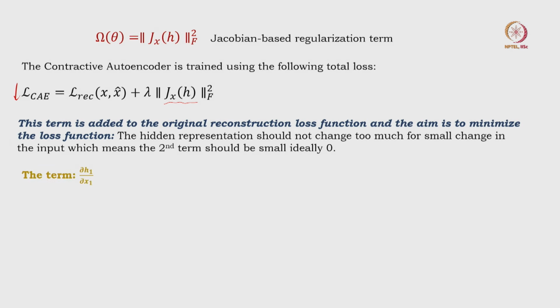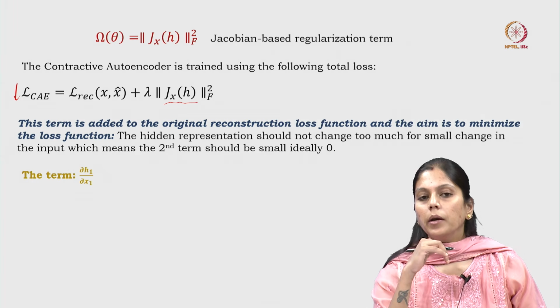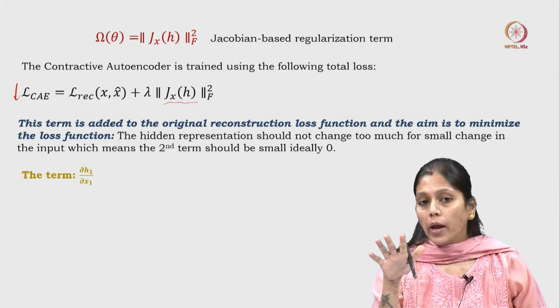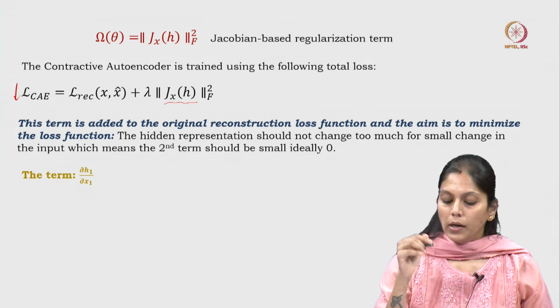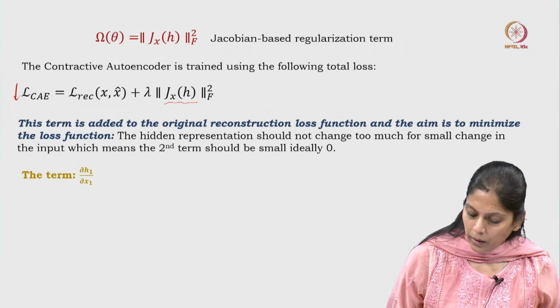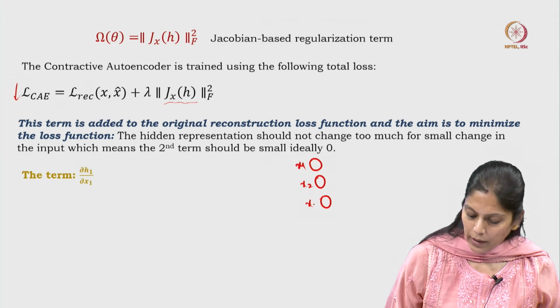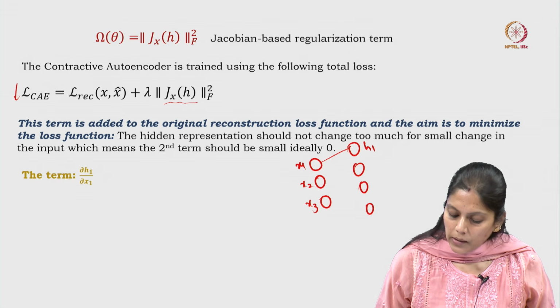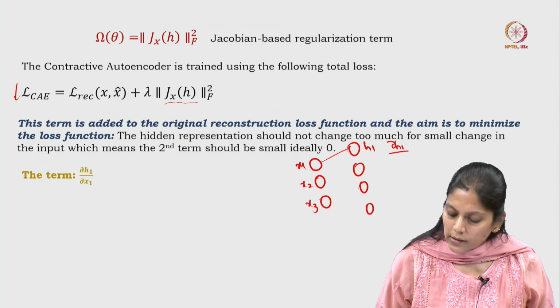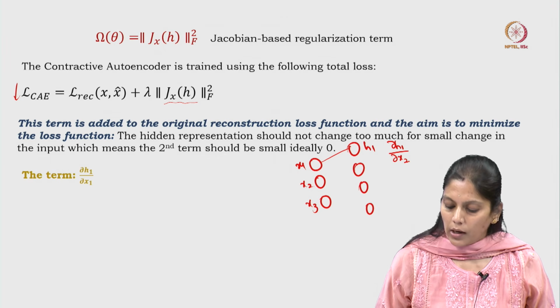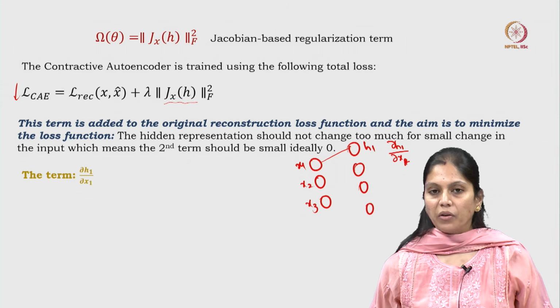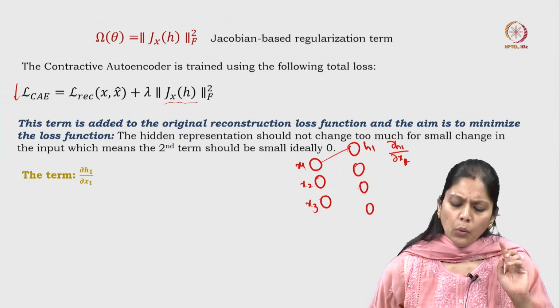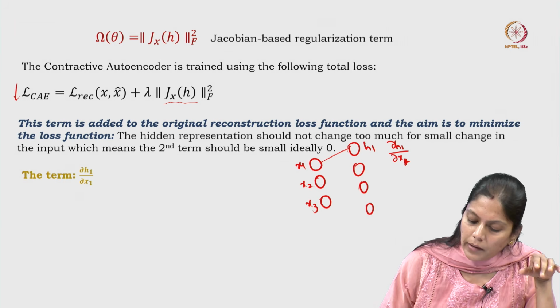Now, let us take one term. So, what is one term here? That is derivative of H1 with respect to X1. Which means, if you go back to our diagram, we had the features X1, X2 and X3. We had a hidden representation H1, so you have connected to this. Now, we are seeing how much H1 gets changed when there is a small change in the input X1, the feature X1.